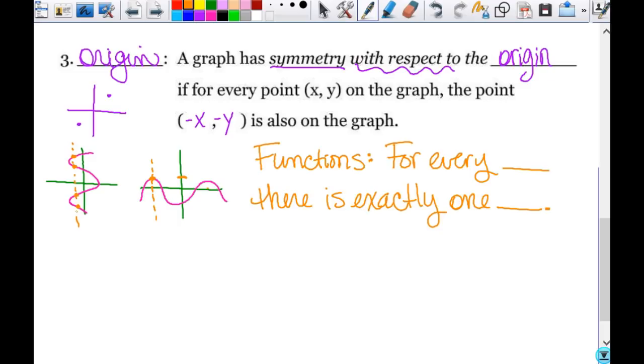Those are very important things for you to understand about functions. It's something that you've already been taught, but you want to make sure that you can wrap your mind around that. Okay, we all good with that? Okay.